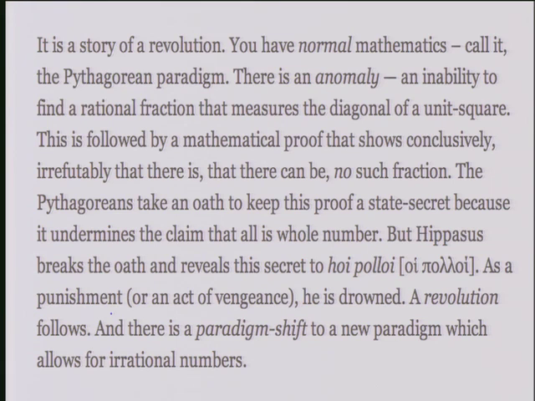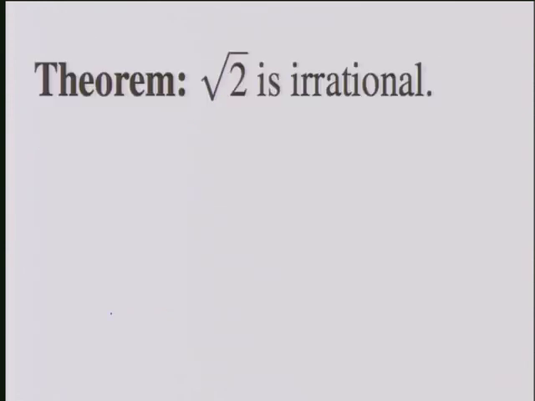Wasn't that a wonderful, innocent time? But Hippasus breaks the oath and reveals the secret to the hoi polloi, to the common man. As a punishment or as an act of vengeance, he is drowned. A revolution follows, and there's a paradigm shift to a new paradigm which allows for irrational numbers. So anyone know what this is talking about? Yeah, this is talking about the proof that square root 2 is irrational. Right? Governments have been brought down just because of a proof. Okay, so that's the theorem. We'll see how to prove this theorem if we have time today.